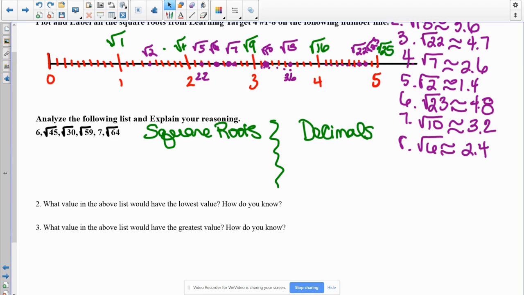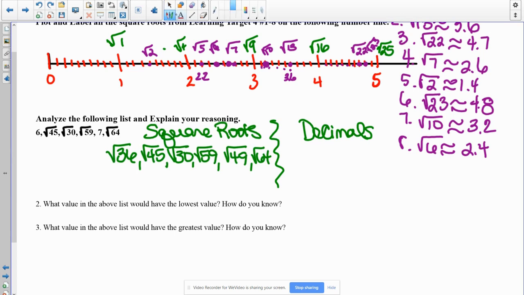So 6, I know that is the square root of 36. And then I have the square root of 45, square root of 30, square root of 59, square root of 49, and the square root of 64. So either put in square roots or we're going to put them into decimals. So my decimals here, 6 is already a decimal, or we can put 6.0 if we want.